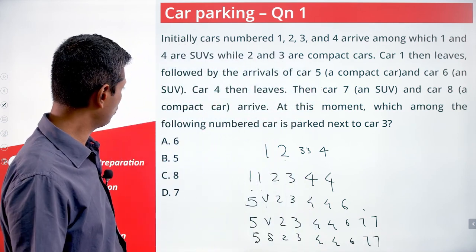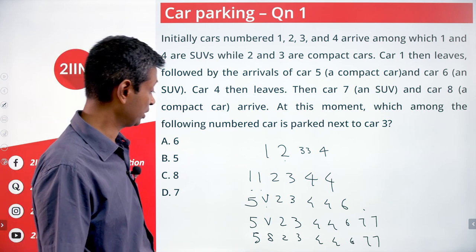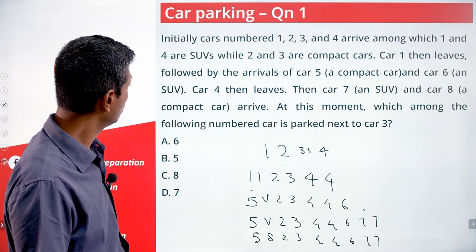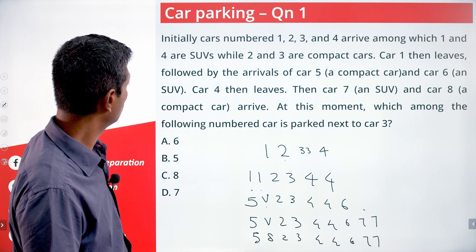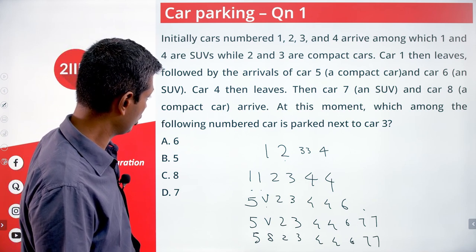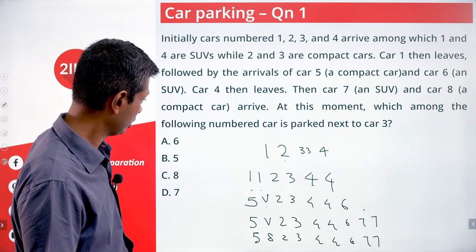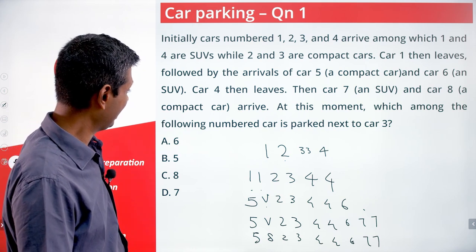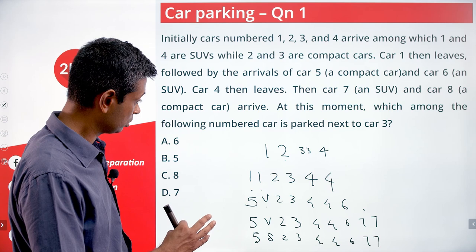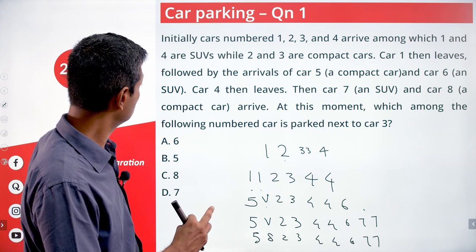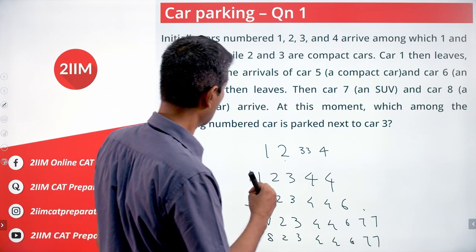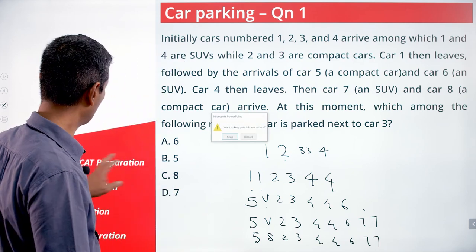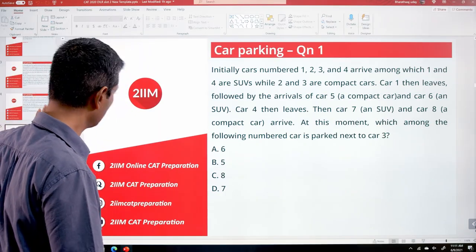At this moment, which among the following numbered cars is parked next to car 3? Next to 3 should be... one second. Car 1 leaves, followed by arrival of car 5, that will go there, and car 6, an SUV. So car 6 is an SUV, so it should be 6, 6. Car 4 then leaves. I've completely missed this, so I'm going to do question number 1 again. I've completely missed one data point, so I'm going to start from this question.